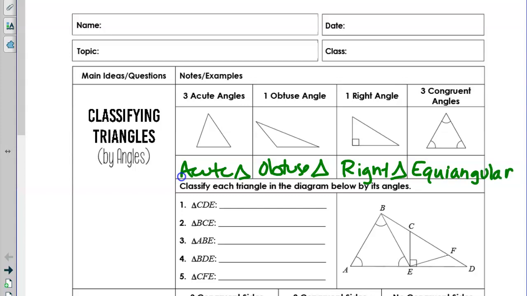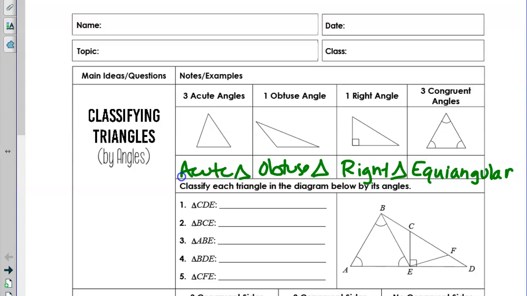So if it's 3 acute angles, it's an acute triangle. If there's one obtuse angle, it's an obtuse triangle. 1 right angle, right triangle, and then 3 congruent is equiangular. It's a strange word, but it's equal angles, equiangular.